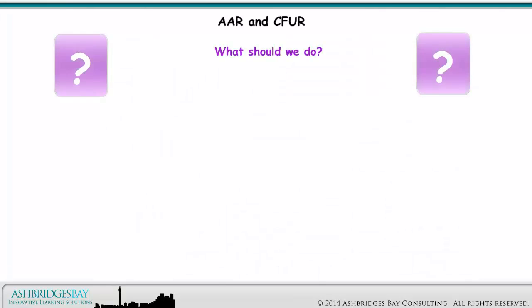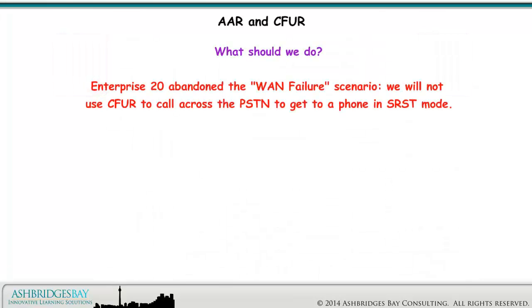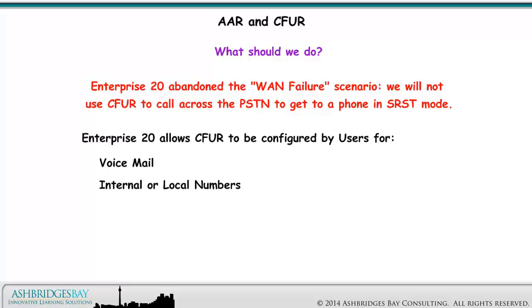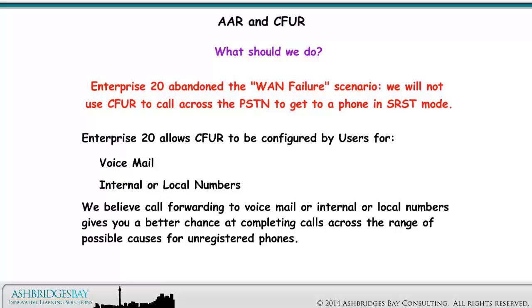What should we do? Enterprise 20 abandoned the WAN failure scenario. We will not use CFUR to call across the PSTN to get to a phone in SRST mode. Enterprise 20 allows CFUR to be configured by users for voicemail, and internal or local numbers. We believe that call forwarding to voicemail or internal or local numbers gives you a better chance at completing calls across the range of possible causes for unregistered phones. We use the Enterprise Unrestricted No 911 Calling search space for now.